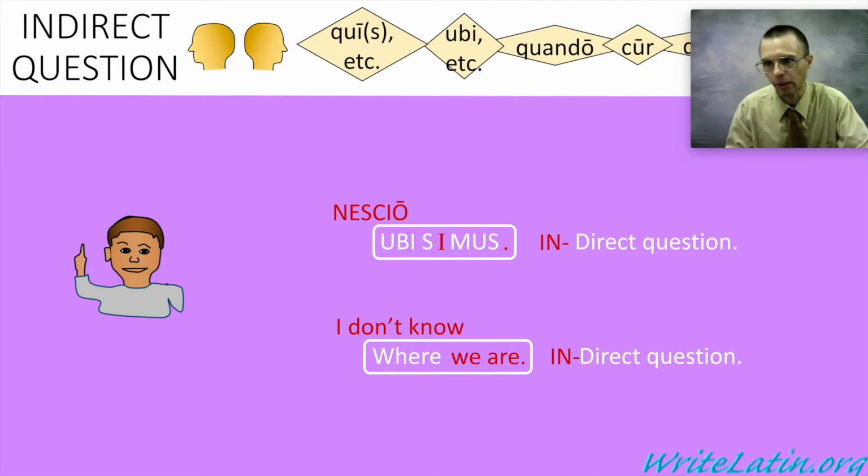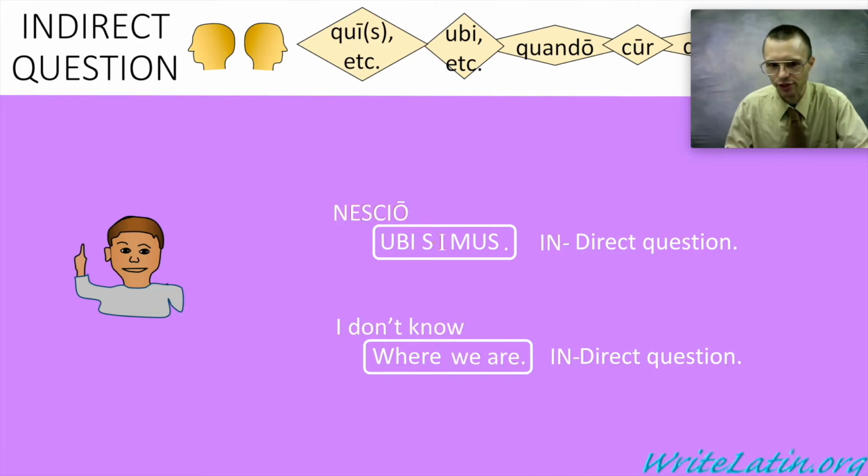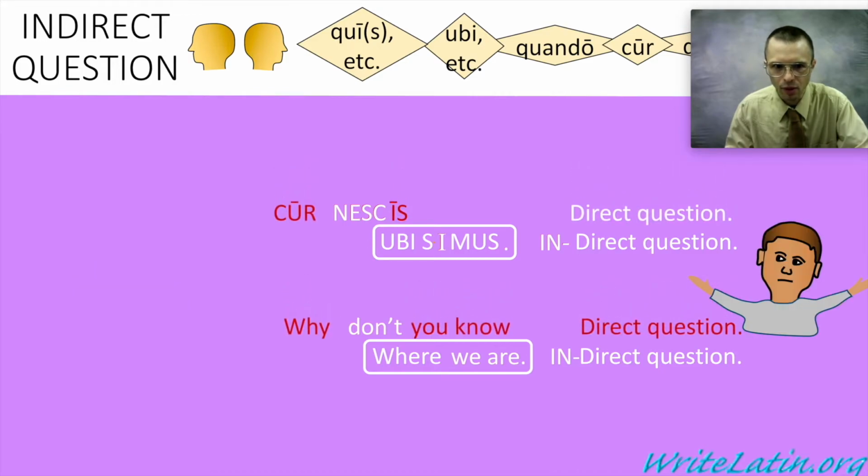I don't know where we may be. Ubi sumus? Nescio ubi simus. Then you can even make that into a question, because I don't know where we are could become, why don't you know where we are? Cur nescis ubi simus. And that direct question, let's make that into an indirect question.